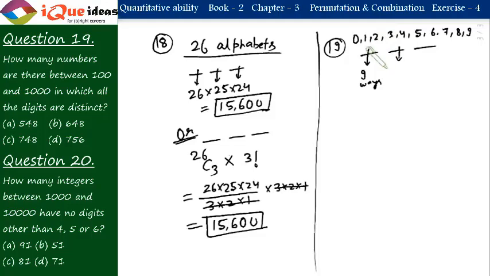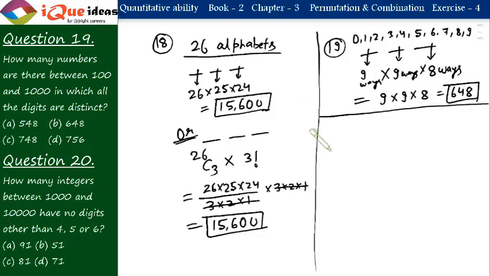Now for the second place, 1 digit has been utilized at the first place. There were total 10 digits, so for the second place, 9 ways are there. Now 0 can also come. Now for the third place, total 10 digits, 2 digits are gone at the first and the second place. So the third place can be filled in 8 ways. So the total number of 3-digit numbers having all distinct digits would be 9 into 9 into 8. Now 9 into 9 is 81 and 81 into 8 would be 648. So there are total 648 numbers between 100 and 1000 which have all the digits distinct.